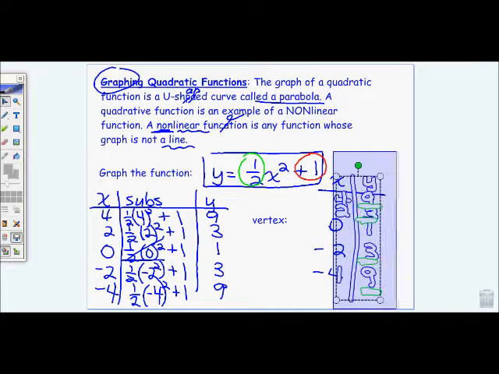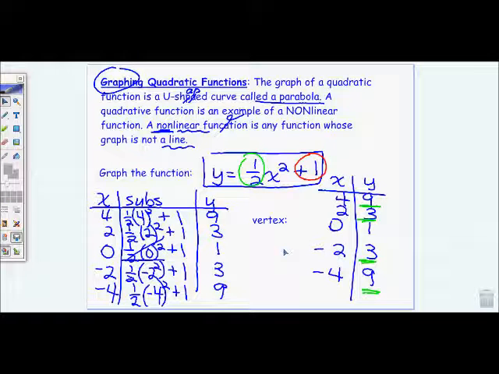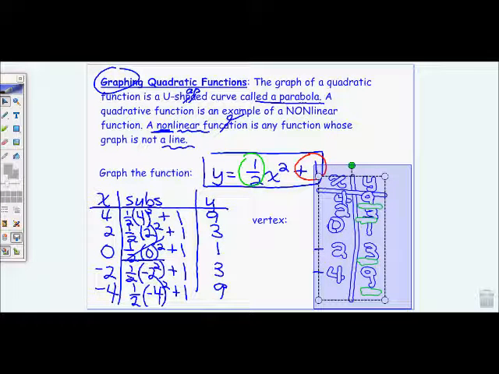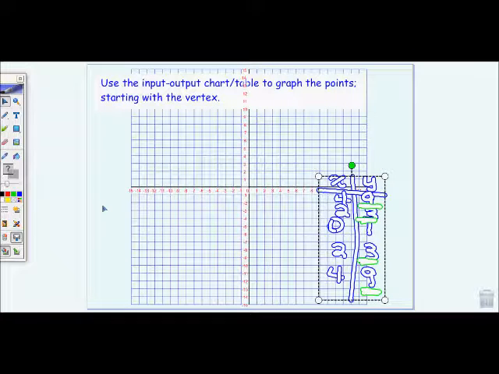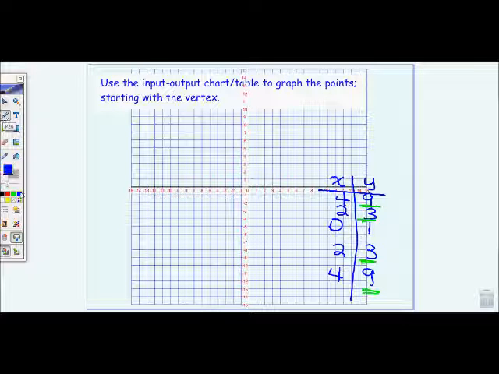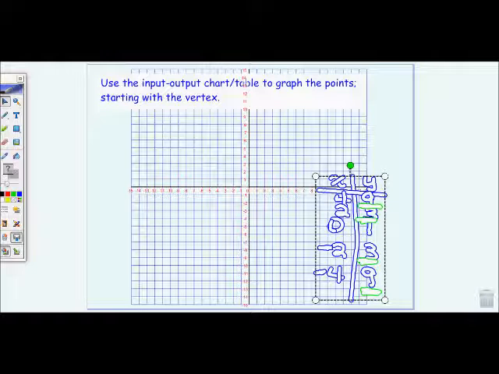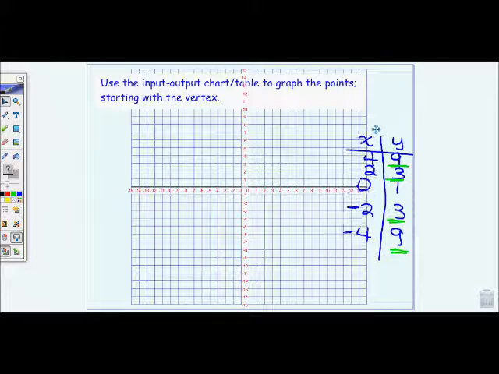So let me see if I can copy this. I don't think I'm getting my negatives in there, but I can put those in. I'm going to copy that and paste it on the next page. And let me write those negatives back in there again. This was when we substituted negative 2 and when we substituted negative 4. Okay, so there is our input-output chart. I'm doing it with the stylus, so it's being a little bit touchy.